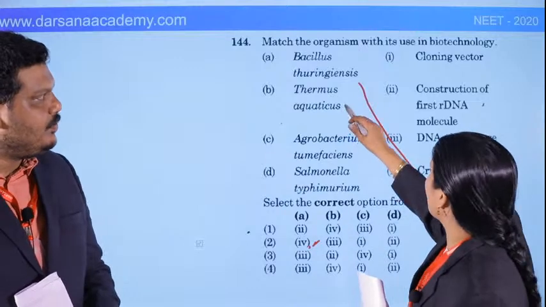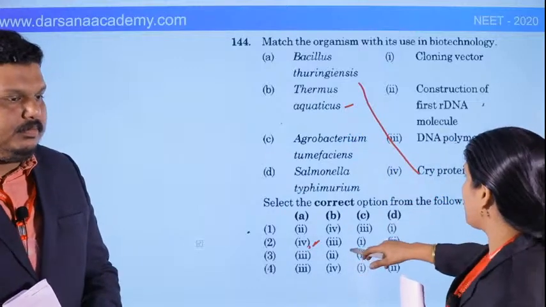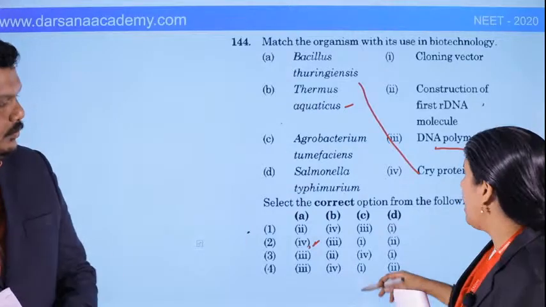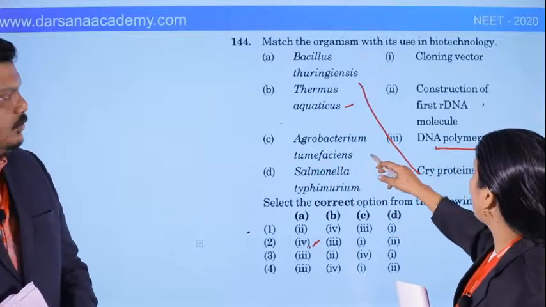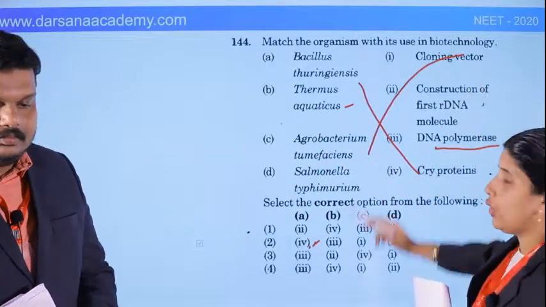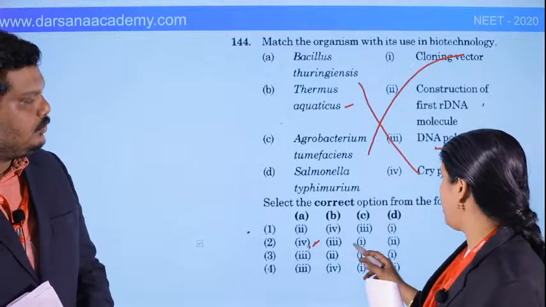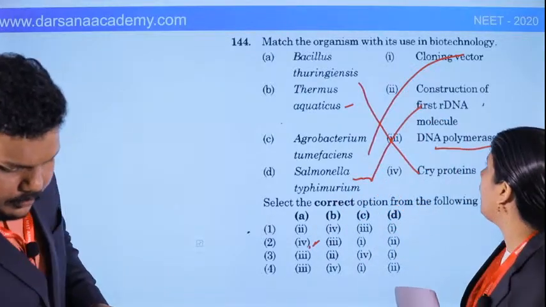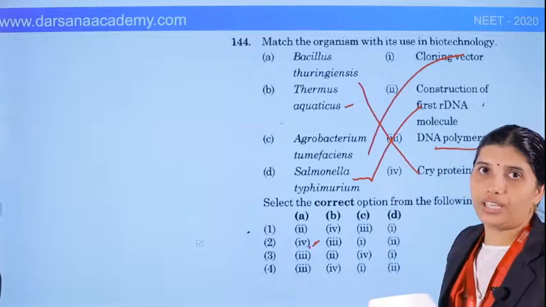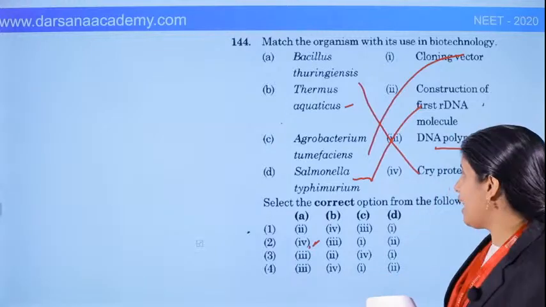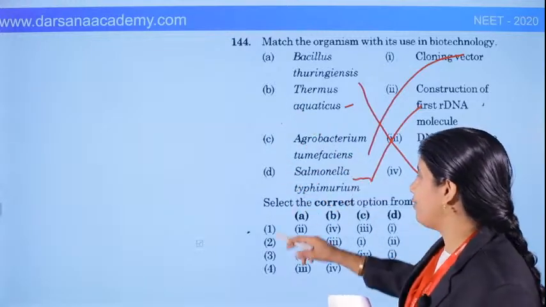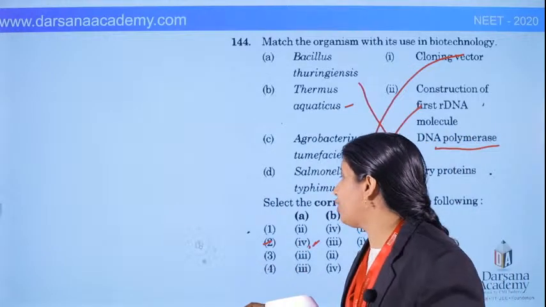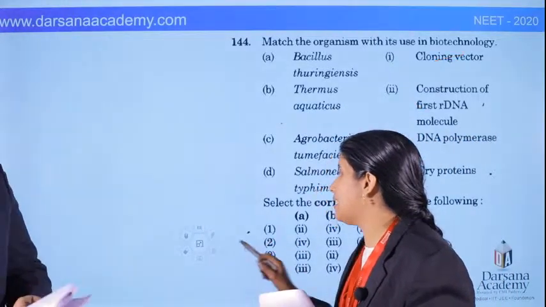Okay. And Thermus aquaticus, we can see DNA polymerase, Taq polymerase. We know that. And next, Agrobacterium tumefaciens acts as a cloning vector. We know that. And Salmonella typhimurium, that is construction of the first recombinant DNA molecule. That is also direct in the NCERT. What's the answer? For this question 144, 2 is the correct answer.